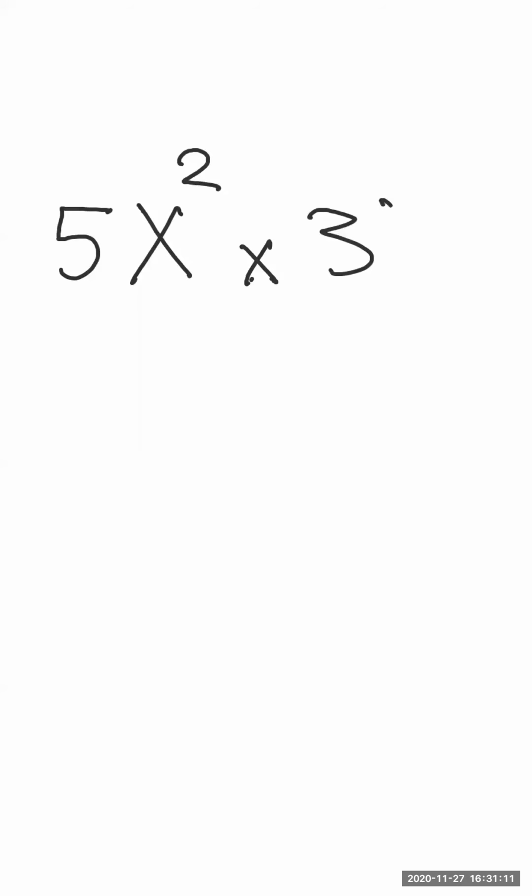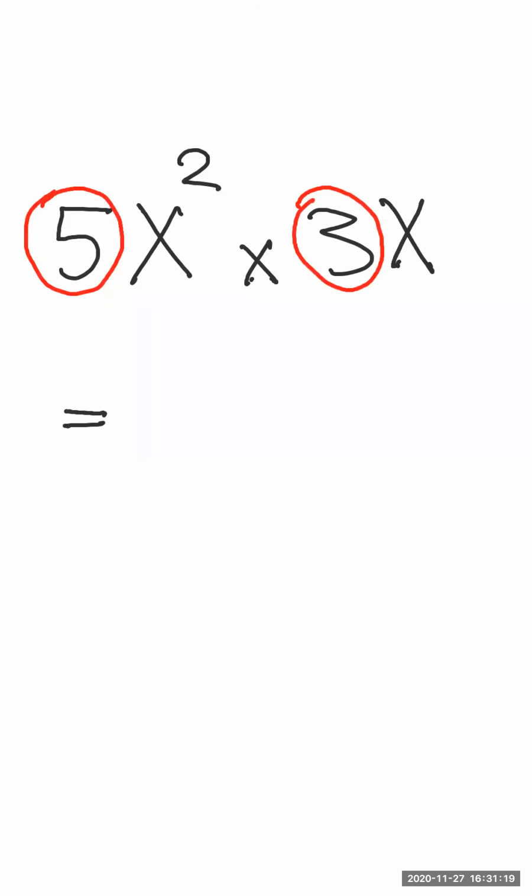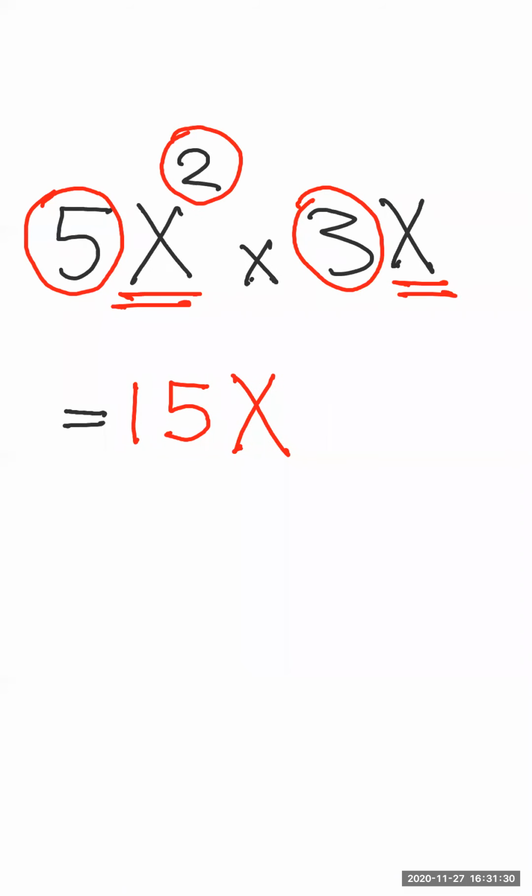It was 5x squared times 3x. So we said that simply we are going to multiply the coefficients, 5 times 3, so it will equal 15. Then like bases, x and x, so it will equal x. Then I have to add the powers, 2 and this one, of course, at the power of 1. So 2 plus 1 means 3. So it will equal 15x at the power of 3. Okay, now it's clear?